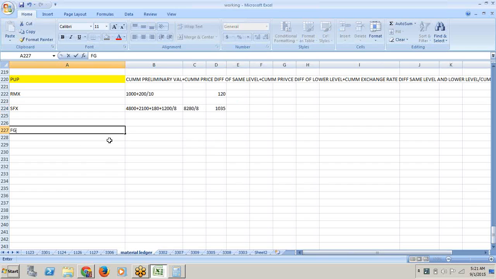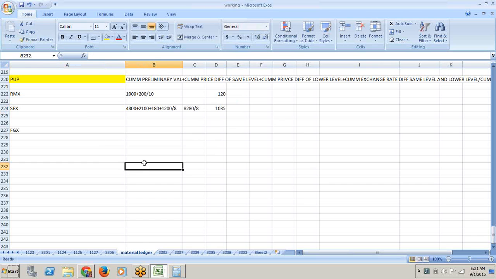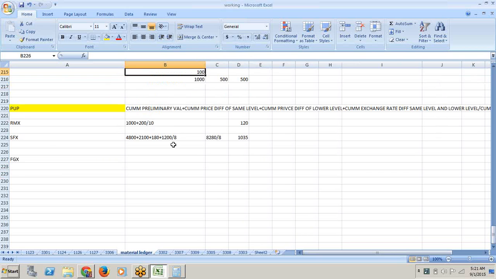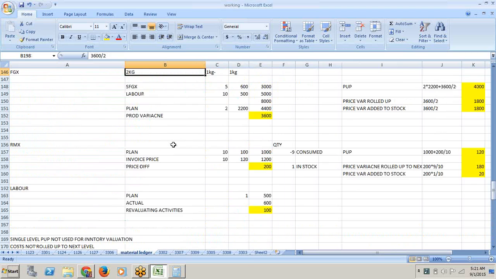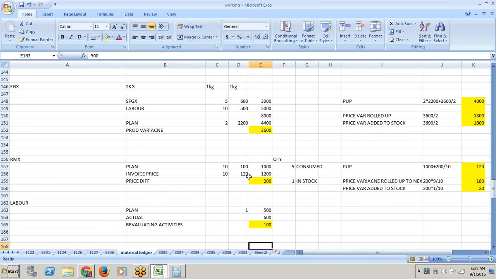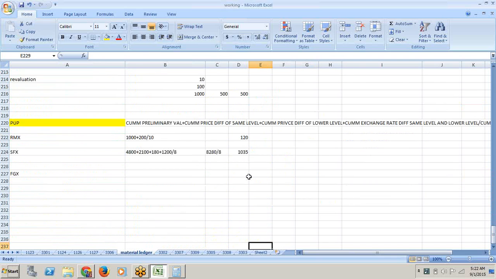Next one, finished goods X, in case of SFG FGX. So in case of FGX, first preliminary valuation. What is the plan rate? FGX plan rate is 2 kgs we are manufacturing, 2200 is per kg. Total is 4400 is the plan rate. Here the variance is 3600. 3600 is the quantity variance. 4400 is preliminary valuation.